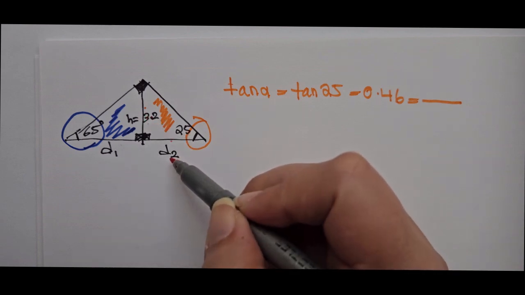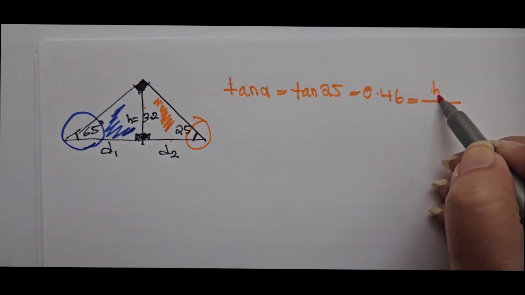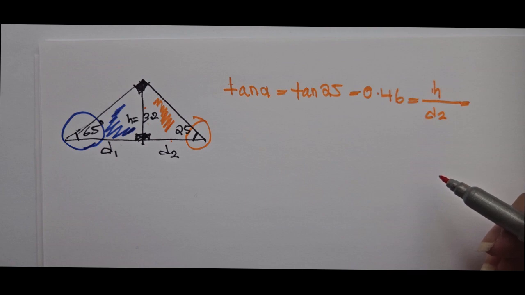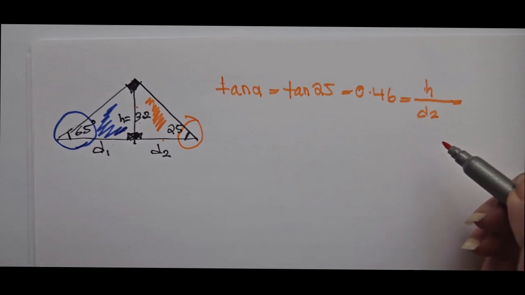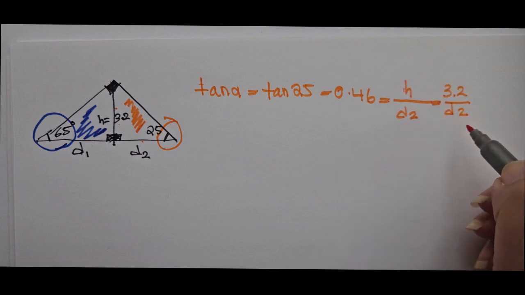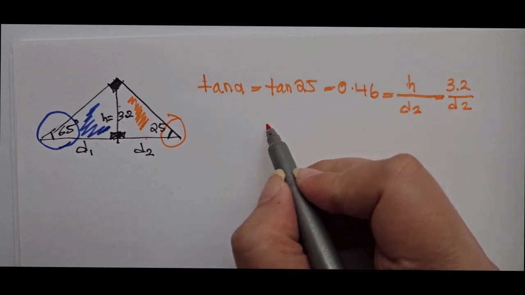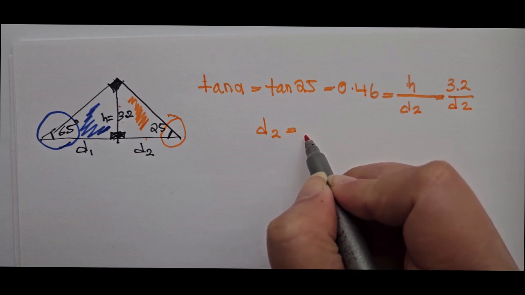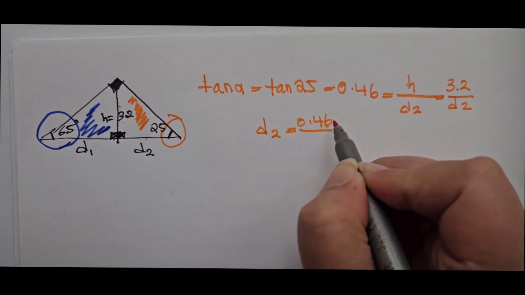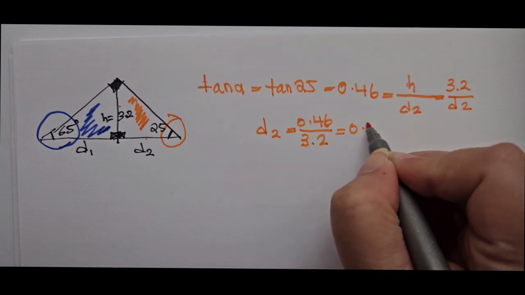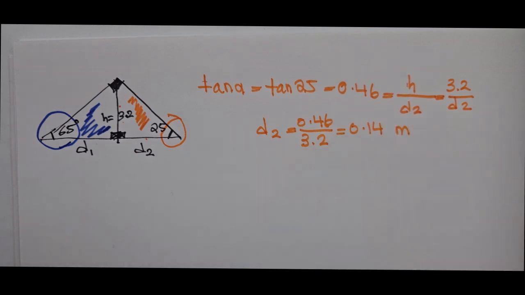So that would be 3.2 divided by D2, or that would be H divided by D2, but we know that the H in this question is 3.2. So H is 3.2, and then D2 is missing. So here you can calculate D2, and then D2 will be 3.2 divided by 0.46, which is 0.14. This is D2 in meters, but we're not done yet. We only are halfway through.